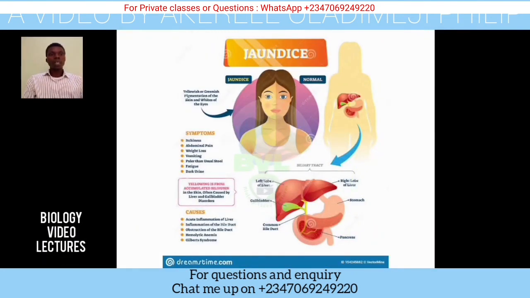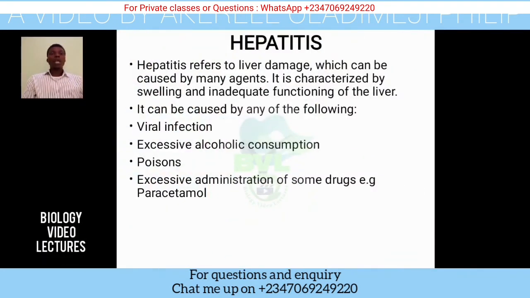Now we move on to hepatitis. This refers to liver damage, which can be caused by many agents. So hepatitis simply means infection or swelling or damage to the liver. So it's not specific. It's characterized by swelling and inadequate functioning of the liver. It can be caused by viral infections. So you have hepatitis B, C, and the likes. Those are different types of viral hepatitis.